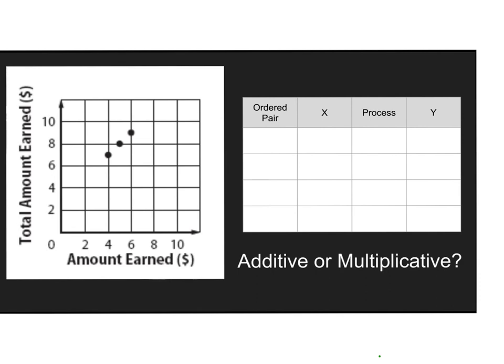One way you could tell if a graph is an additive or multiplicative relationship is to actually draw a line through the dots. So I'm going to go ahead and do that, and try to make the line as straight as I can. Oh, wait, I got the wrong thing. So let's try that again. I'm going to do it as straight as I can.